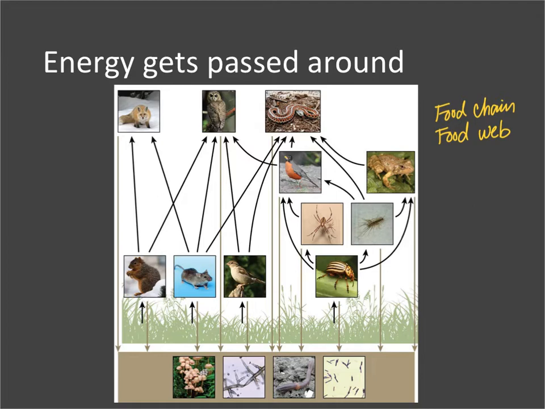And so when we eat something, our food gives us carbon and hydrogen and oxygen, but it also gives us energy. And so these food webs and these food chains are just showing this energy getting passed from one organism to another in the form of kind of juggling these different molecules and breaking bonds and making bonds.